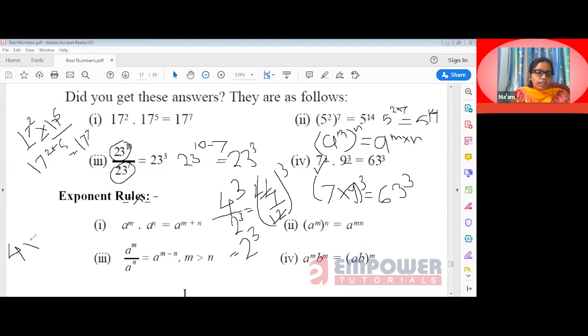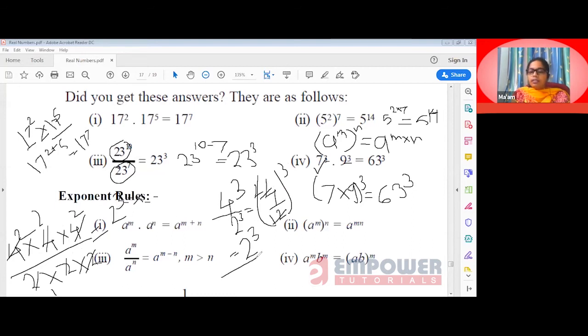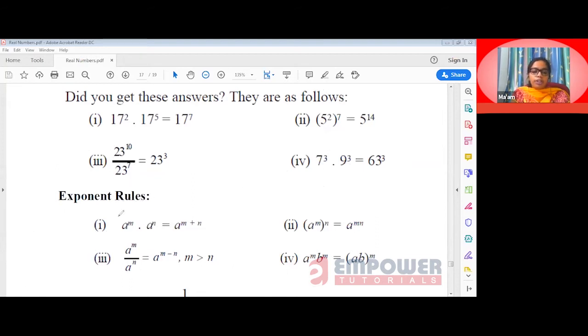So see, 4 raised to 3 means 4 into 4 into 4, right? And 2 raised to 3 means 2 into 2 into 2, right? So 2 1s are 2, 2 2s are 4, and so on. So ultimately I am getting what? 2 raised to 3. So see, this was my answer. So this is how you have to solve. So these are the basic rules of your exponents.